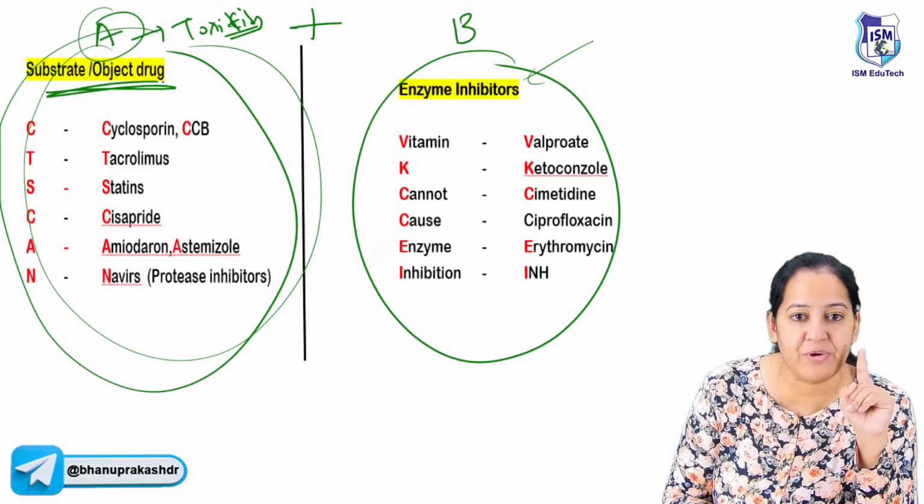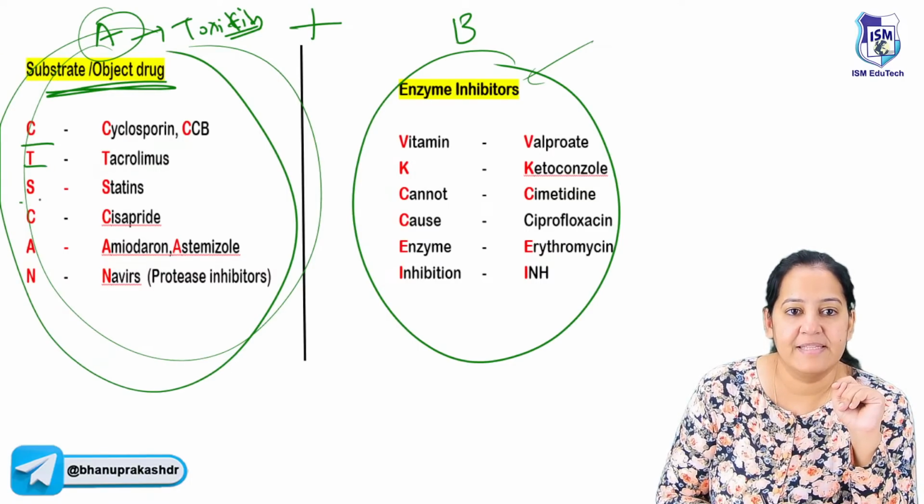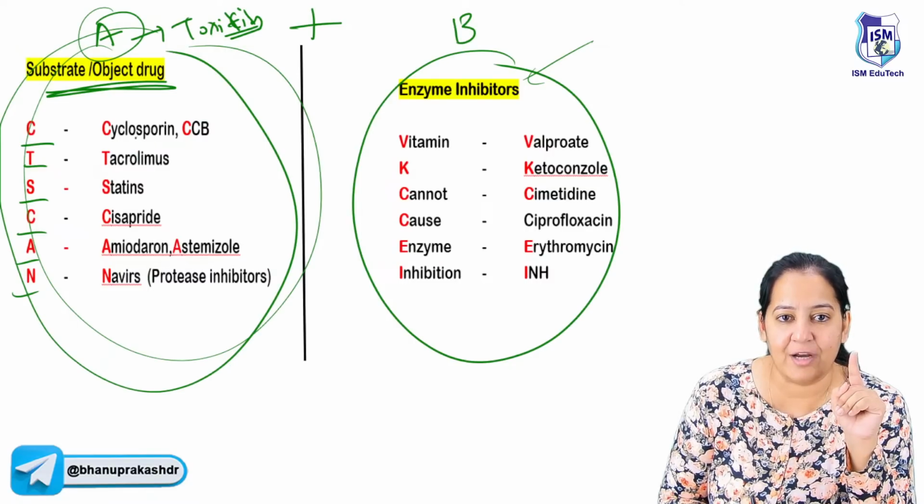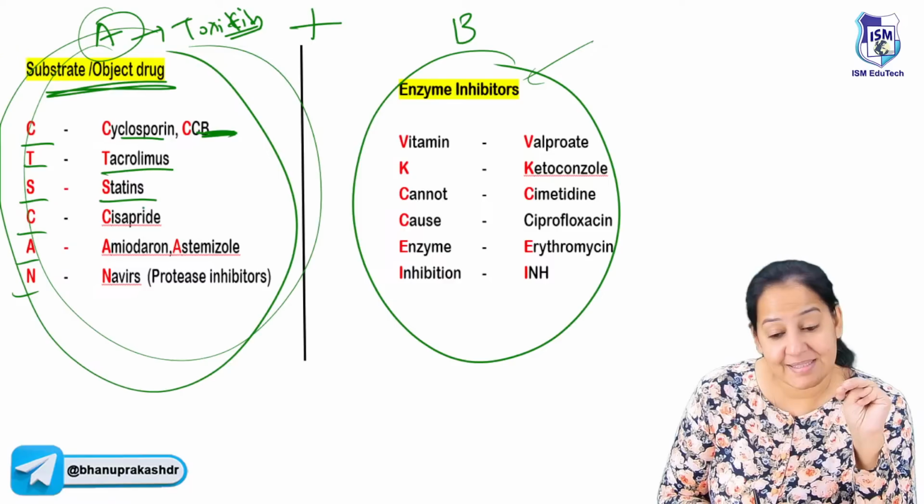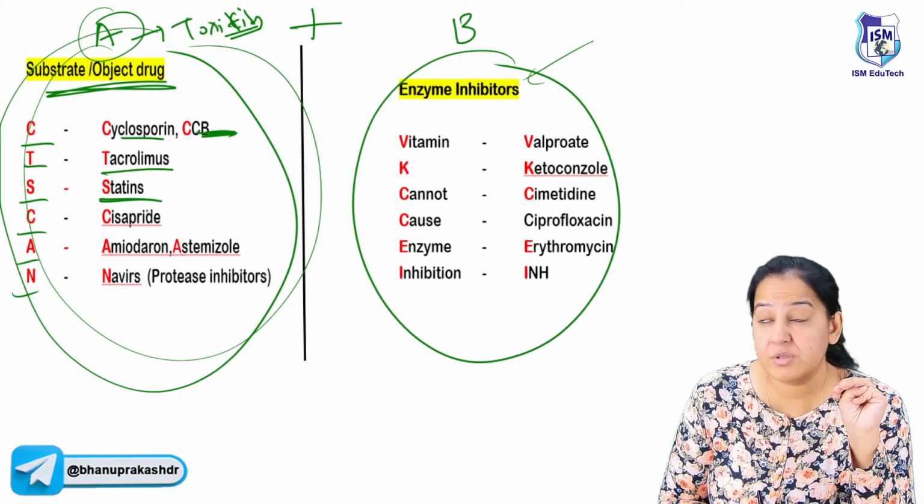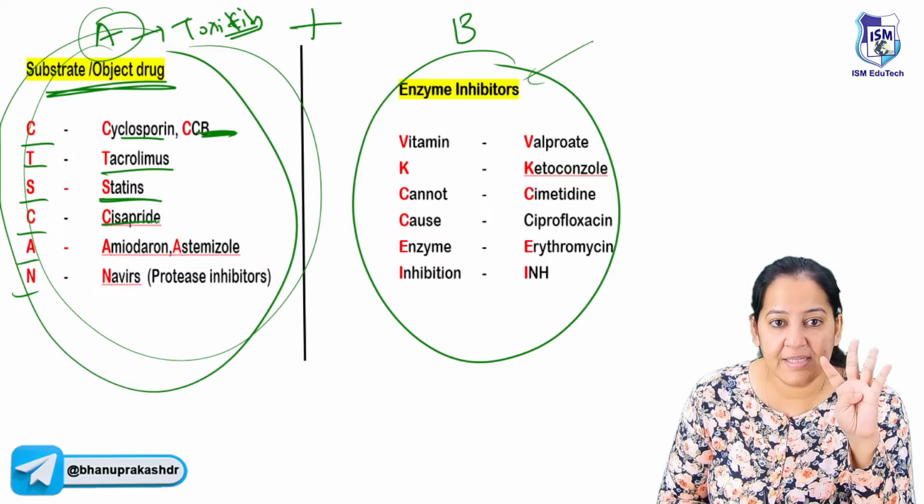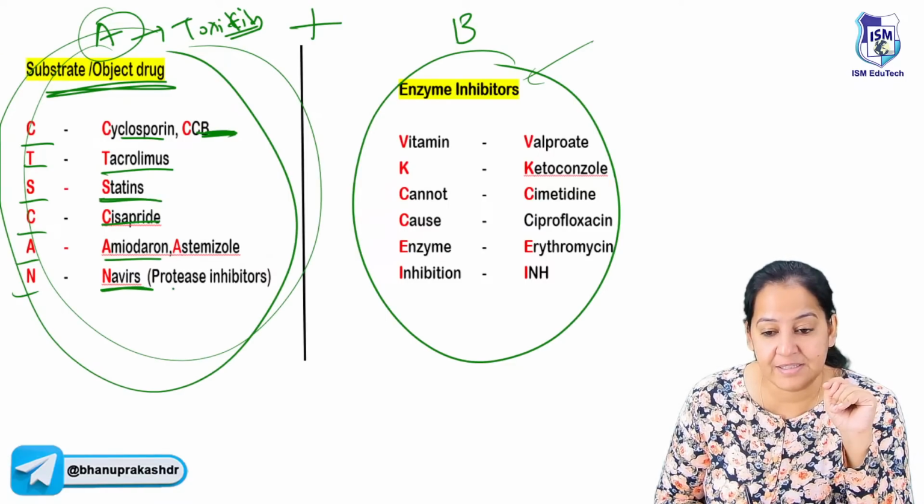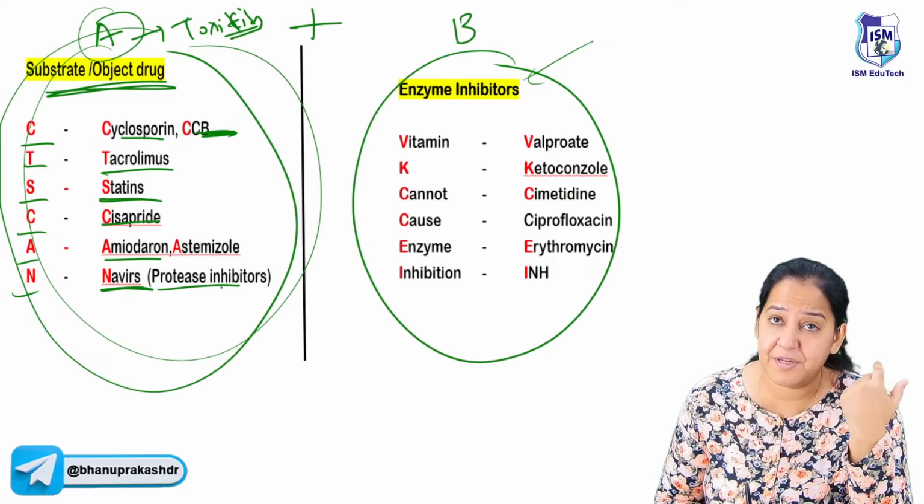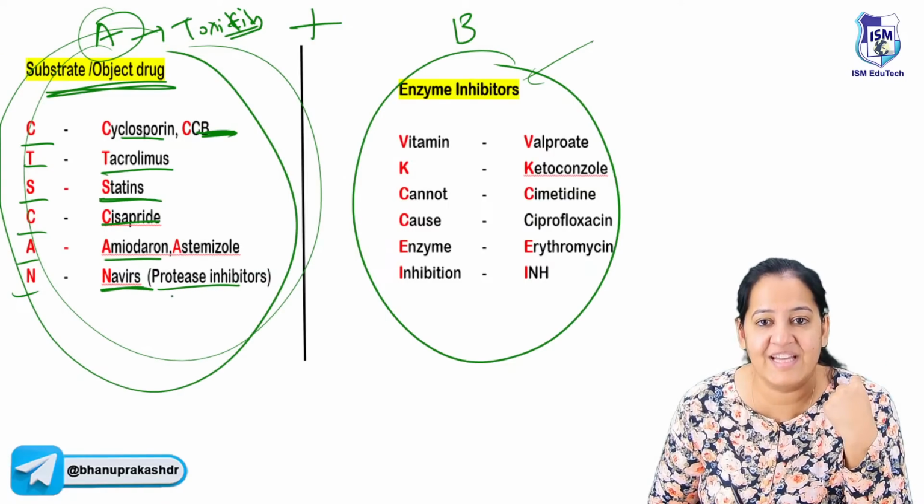Drug A is the substrate drug. The mnemonic is CT scan. CT scanner. C is cyclosporin or calcium channel blocker. T is tacrolimus. S is statins. Statins are the drugs which are used for lowering cholesterol. C is cisapride. A is amiodarone. And N is navirs. You know all the navirs, which are protease inhibitors we use in HIV treatment, anti-HIV drugs.